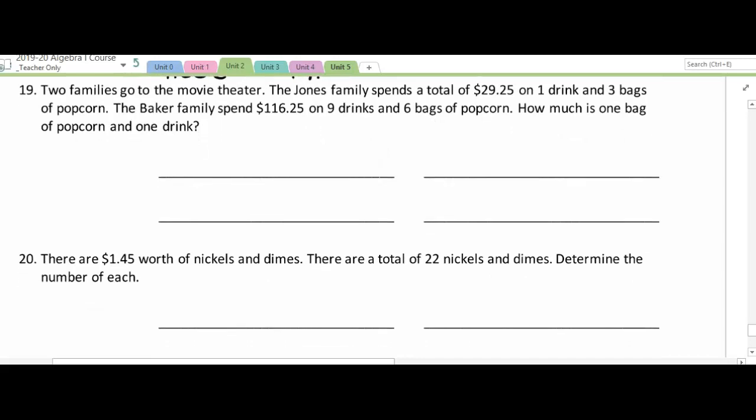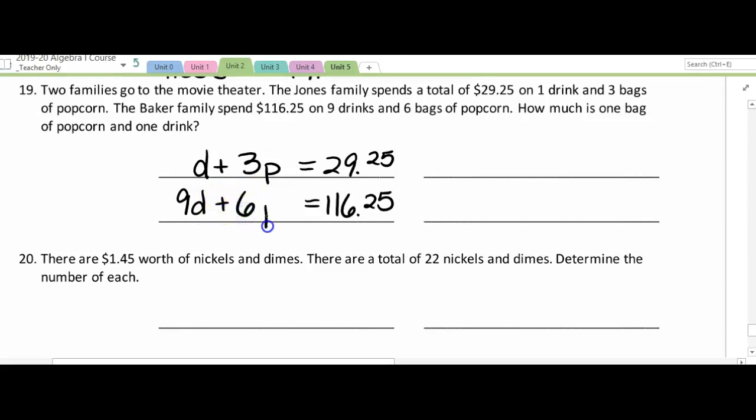2 families go to the movie theater. The Jones family spends a total of $29.25, that's our total, on 1 drink and 3 bags of popcorn. The Baker family, wow, they spent $116.25 at the movie. They bought 9 drinks, they must have been thirsty, and 6 bags of popcorn.